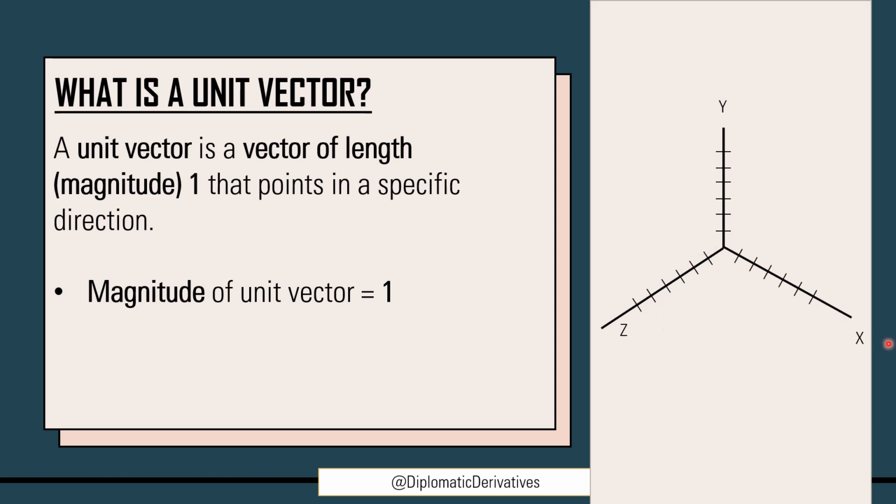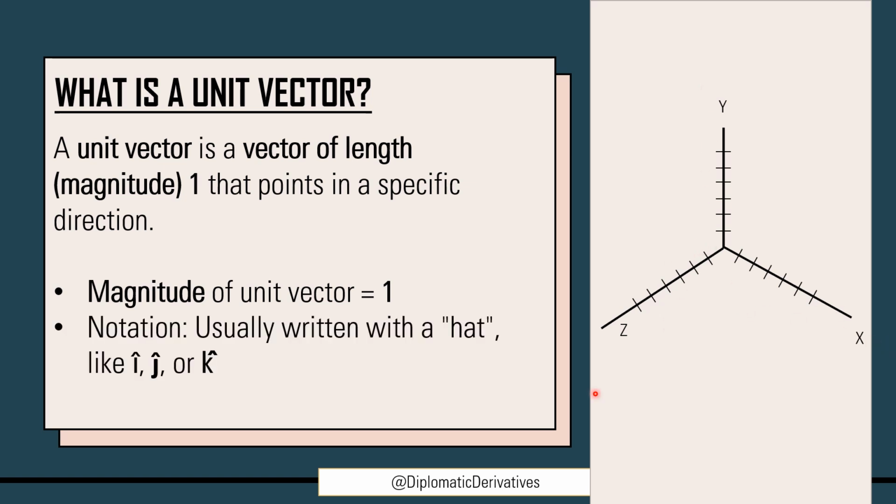So either that direction will be the x direction, the direction of y, or the direction of z. Notation is usually written with a hat, like i, j, or k. If we have a unit vector i, it tells us the direction is along the x-axis. If it's j, it's some direction along the y-axis. k is some direction along the z-axis, and that comes in 3D. So i, j in 2D and k in 3D. So a unit vector just has a magnitude 1 and tells the direction of a vector.